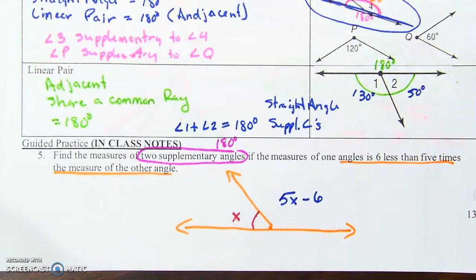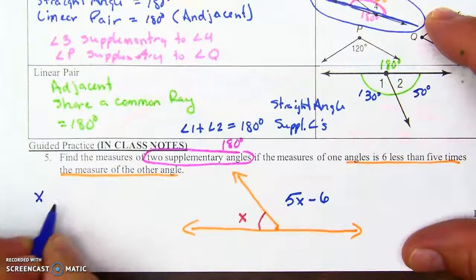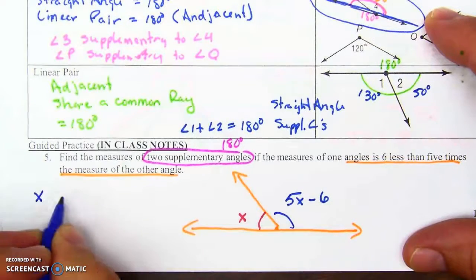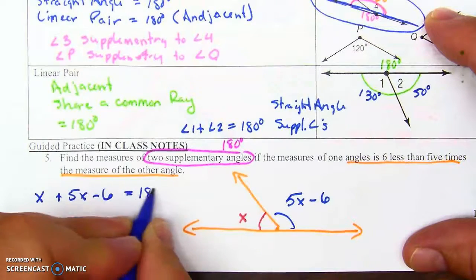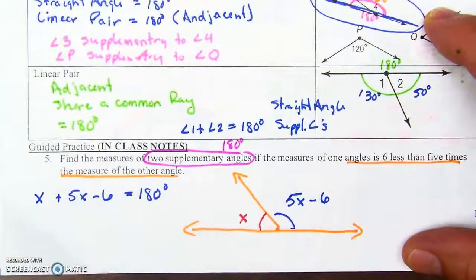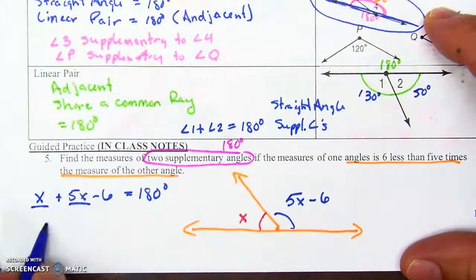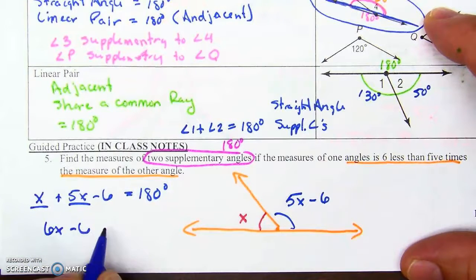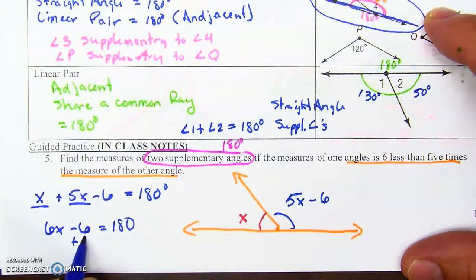Now, once we've got that all set up, we know that this whole thing is going to add up to be, and let's write it over here, x, this is the second angle, plus 5x minus 6, and equals 180 degrees. Okay, so now we've got to do our algebra. Combining like terms, we get 6x minus 6 equals 180 degrees. We add 6 to both sides. That gives us 6x equals 186.